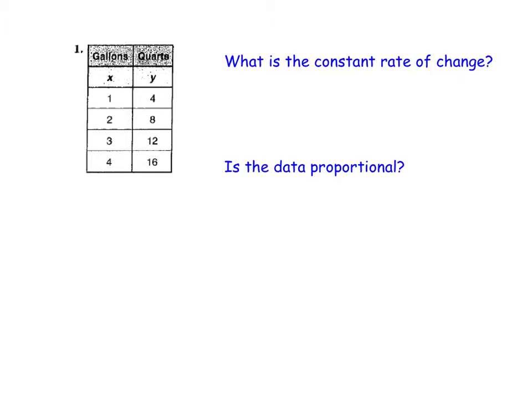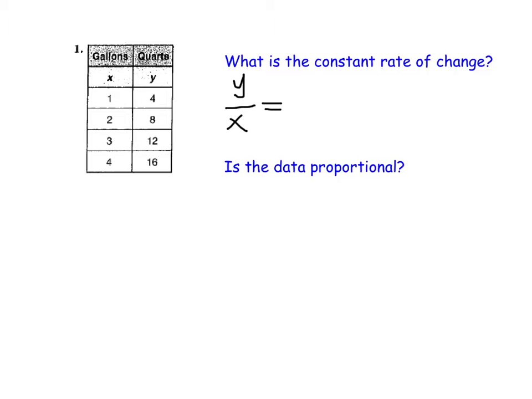When looking at a table, we're going to do the same thing. For the constant rate of change, remember that the form is going to be y over x. So remember, if you look at our chart here, we have gallons and quarts, and it's also noted that the gallons is the x column and the quarts is the y column.